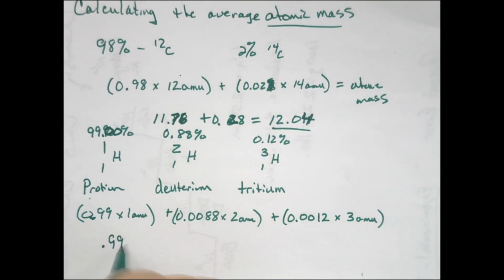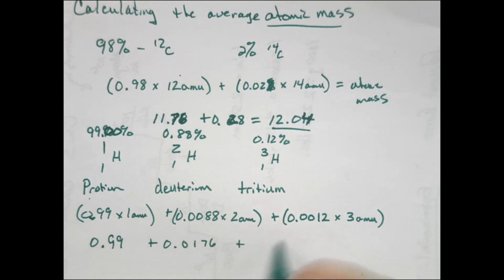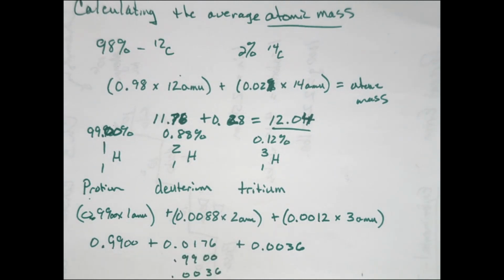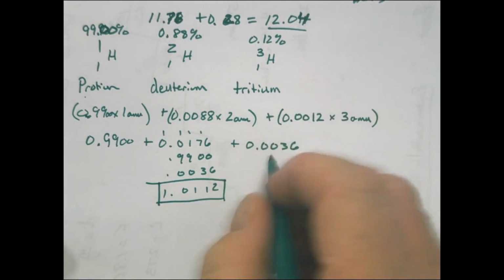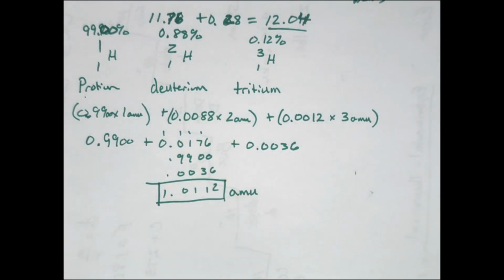That's going to be 0.99 plus 0.0176 plus 0.0036. And if we add them all together, there's a couple zeros there. Forgot about the zeros for the sig figs. So our average atomic mass would be 1.0112 atomic mass units for this element. Is that clear?